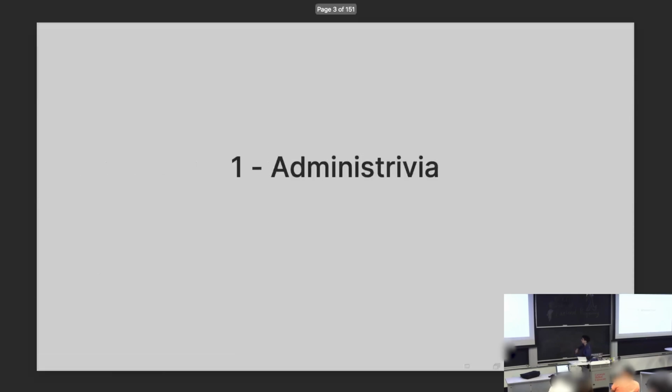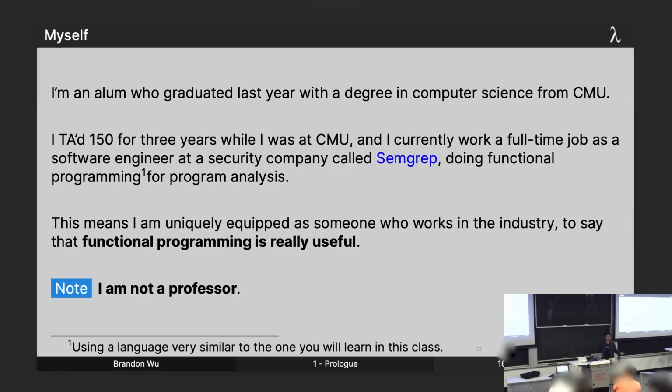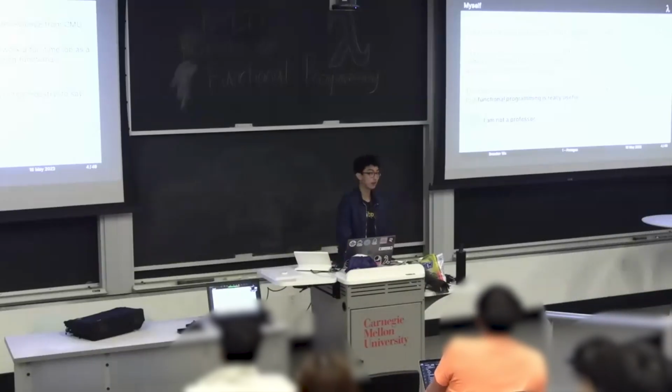Okay. So administrivia. I'm going to talk about myself for a little bit, but hi, my name is Brandon. I graduated last year with a degree in computer science from CMU. I'm an alum. I work as a full-time software engineer for a company called Semgrep doing program analysis, and I do functional programming, which puts me in a pretty cool position where I can tell you that as someone who does this for a living, this is really important stuff.